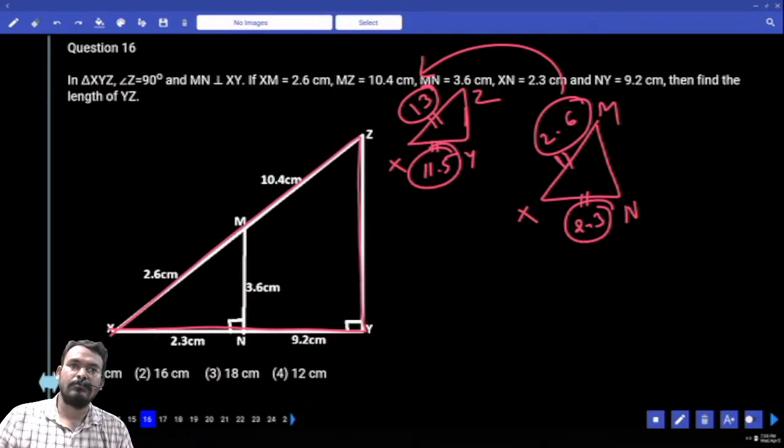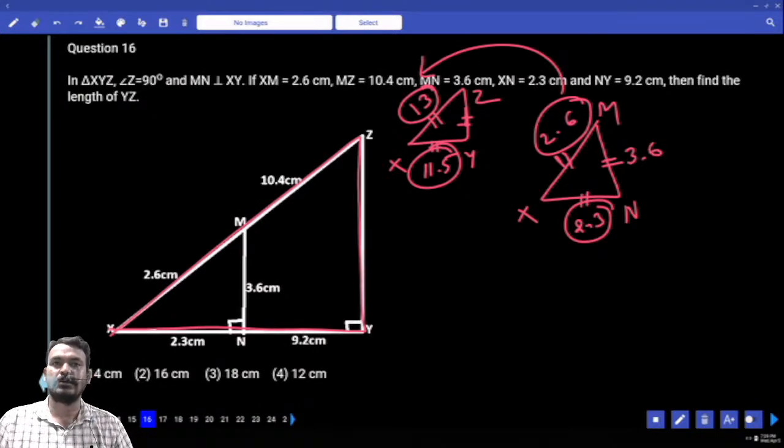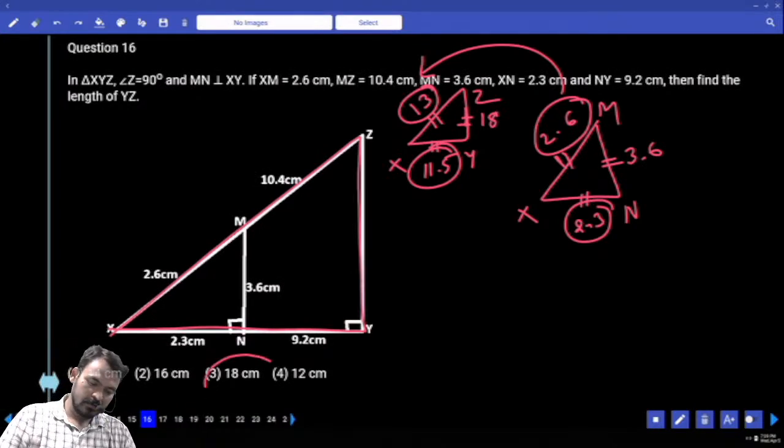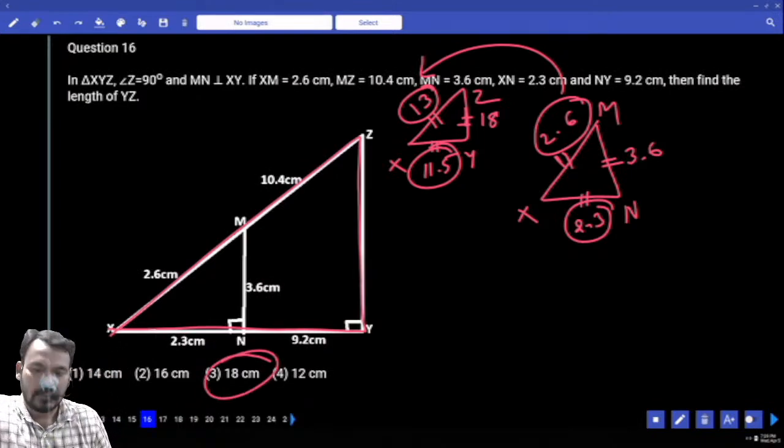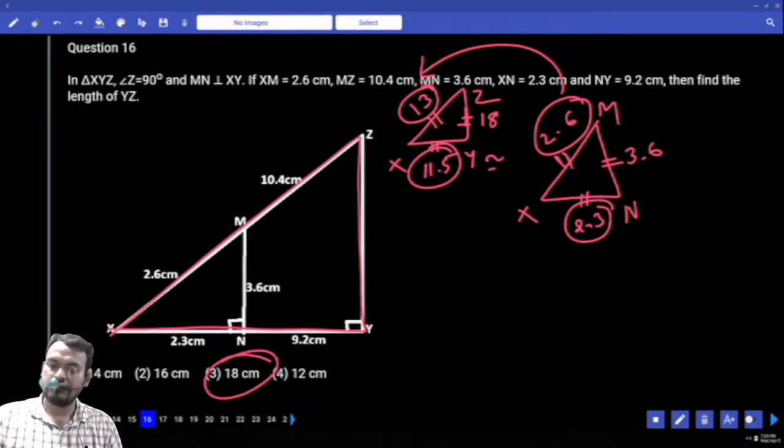5 times, or not? Means similar triangles, or not? Yes or no? What is the sides ratio? 1:5, or not? Means obviously similar triangles. Means these two sides also in which ratio? 1:5. Already we know the MN value is how much? 3.6. It is how many times? 5 times. 3.6 into 5, 18, or not? Then answer 18. Similar triangles, or not?